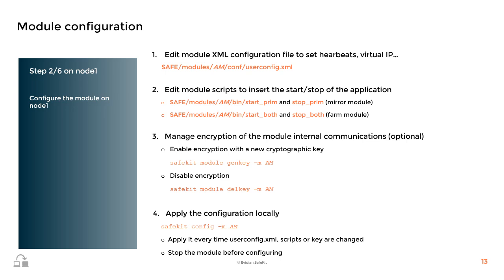Fourthly, apply the configuration locally using the safekit config command. This step should be repeated every time the userconfig.xml, scripts or keys are changed. Remember to stop the module before configuring.